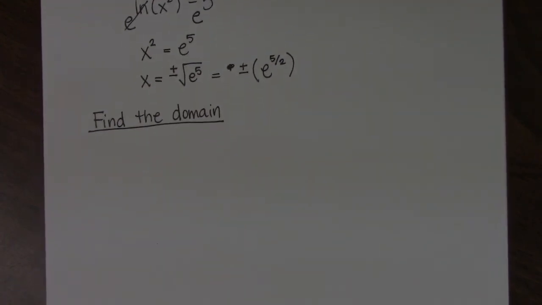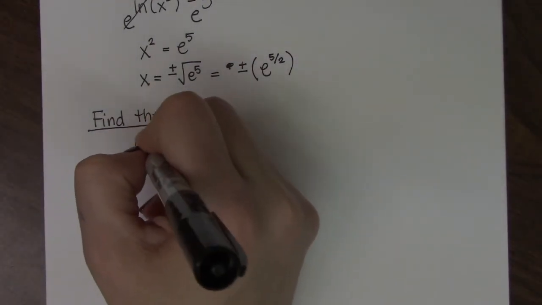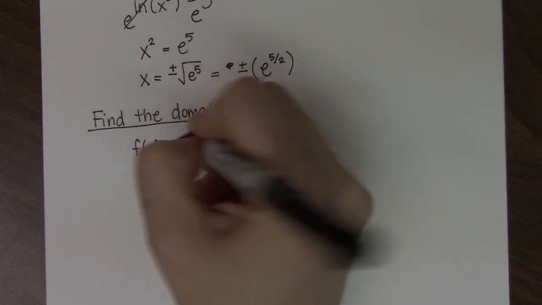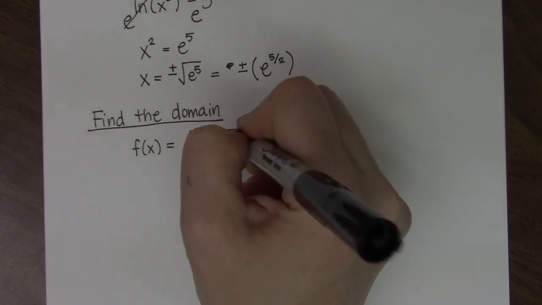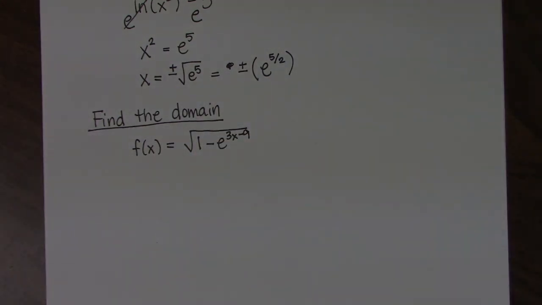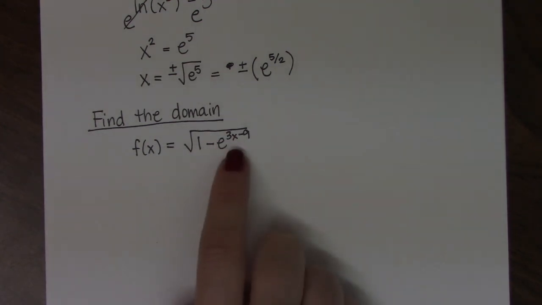So let's look at finding domain. So we have an expression, 1 minus e to the 3x minus 9. So the 3x minus 9 is actually in the exponent. And I want to find the domain of this function. So the rules are, no zeros in the denominator. We don't have any denominators here. We can't have negatives under even roots. And no negatives inside logs. So there are no logs, there are no denominators here. The only thing I need to check is verify that we never get a negative expression under here.